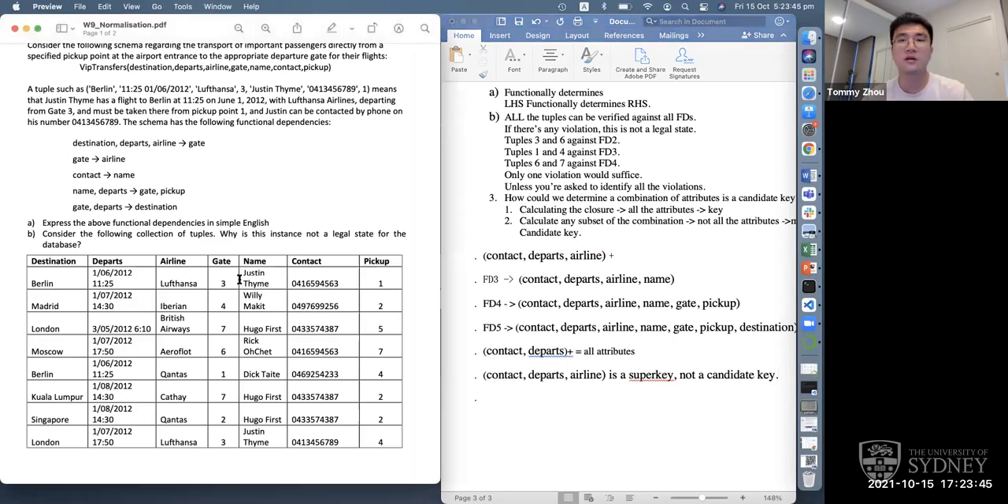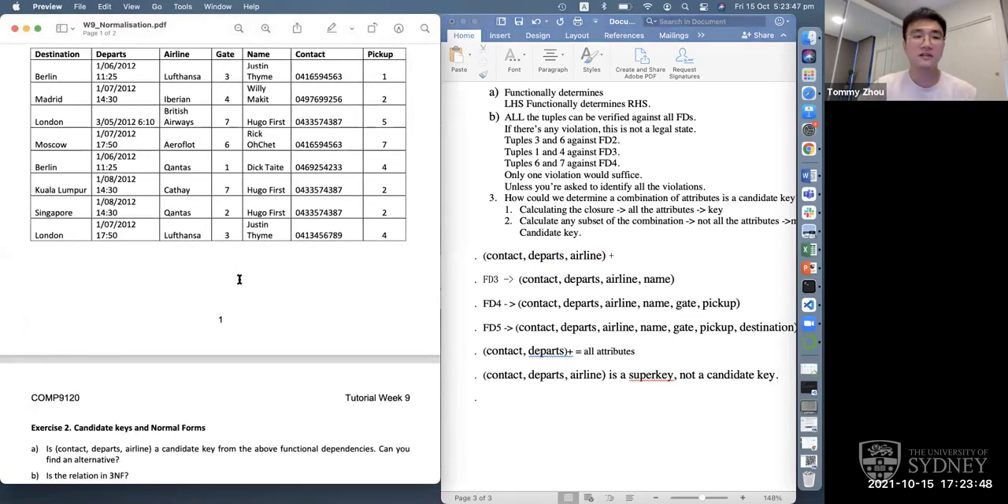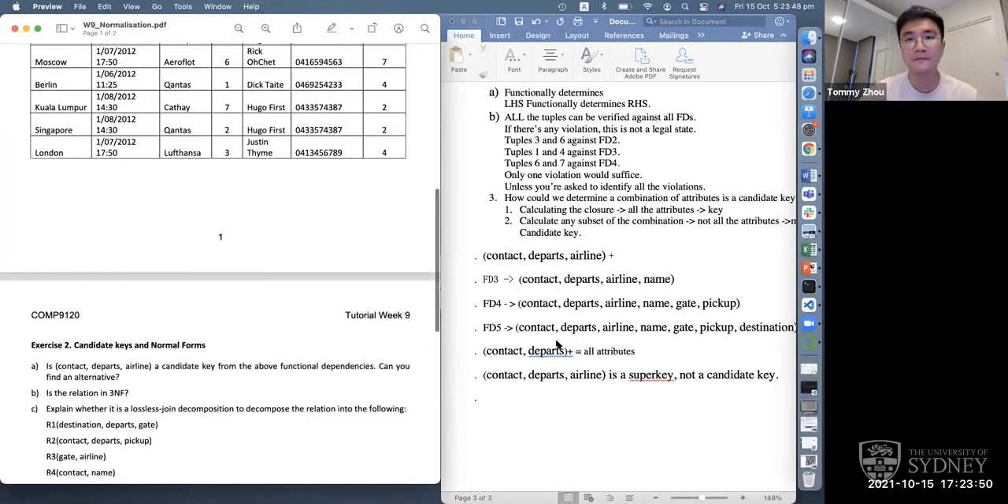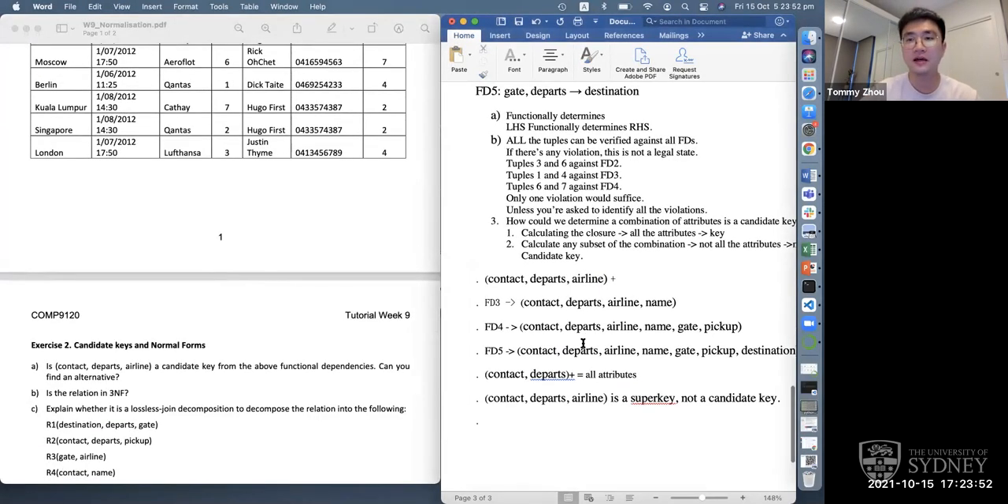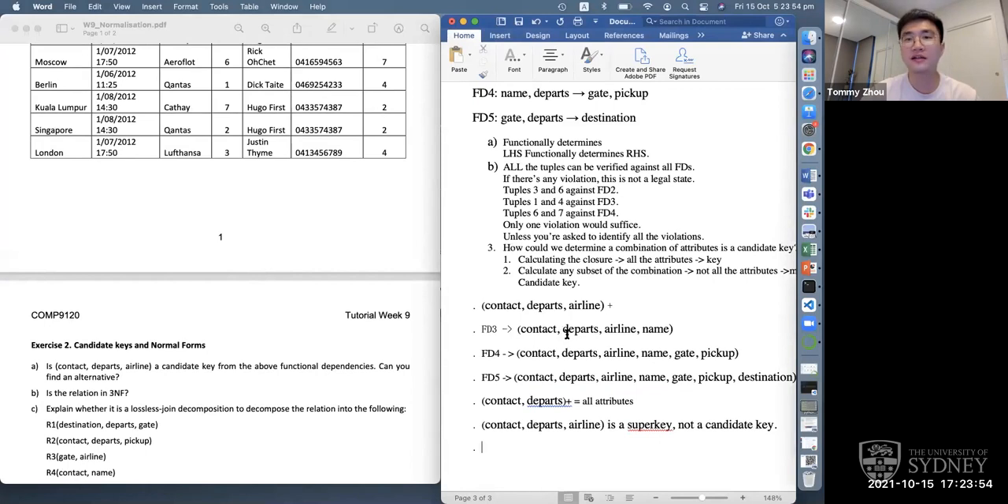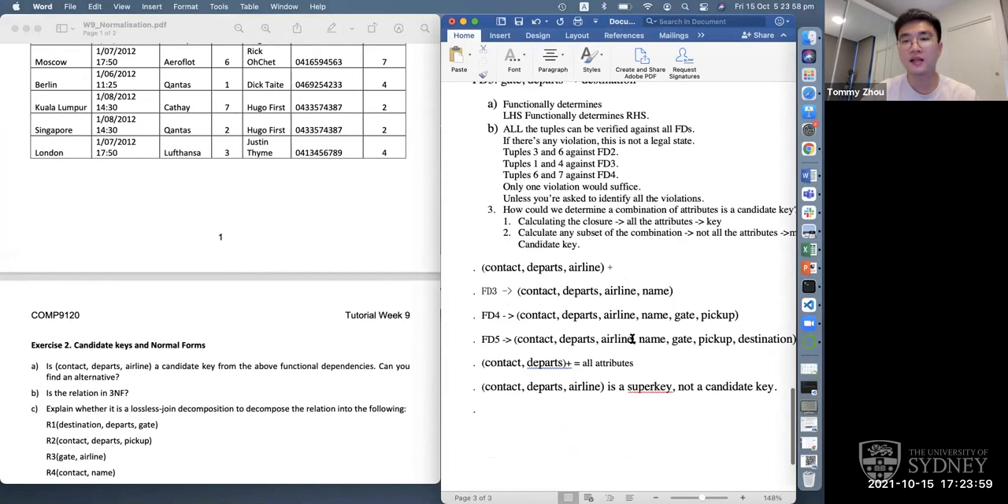Okay. Did I make myself clear to everyone? Yeah, so we're following 2 steps. Firstly, calculate the closure so that you can see all those attributes. And next, verify that no subset of this set can get you all those attributes. Then you can come to the conclusion that this is a candidate key. However, in this instance, we can determine that this is not a candidate key.